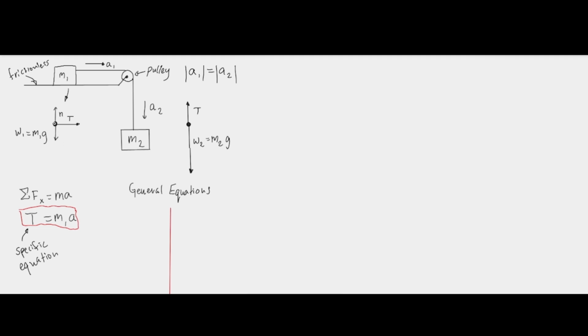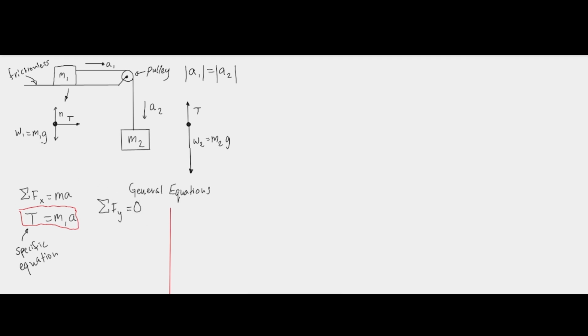If I add this upward vector to this downward vector, the sum of these two vectors is going to be 0, because it's not accelerating in the vertical direction. So instead of writing Newton's second law of F equals ma, what I'm instead going to write is the sum of the forces in the y direction is equal to 0.